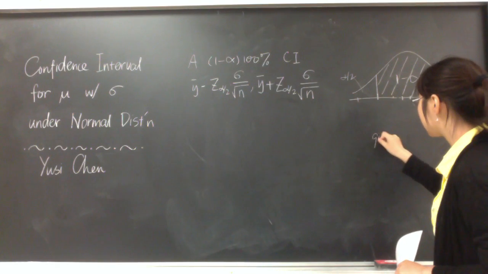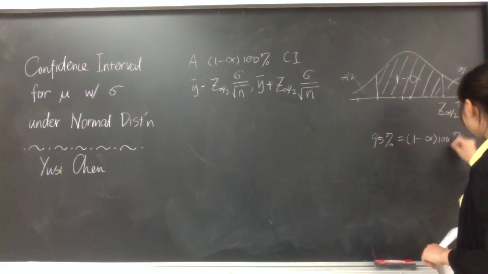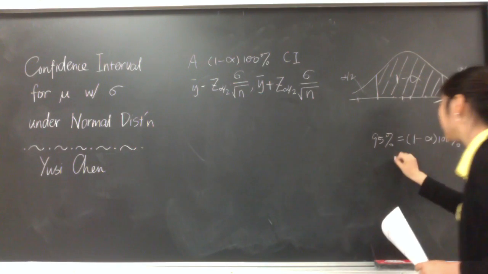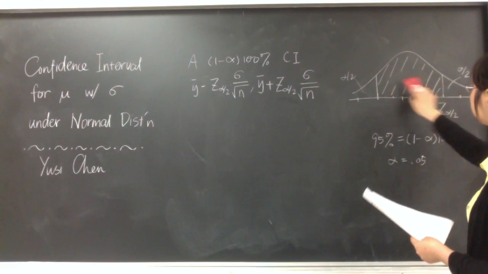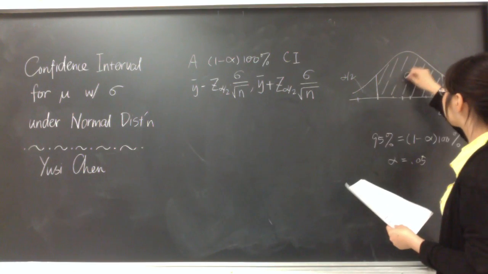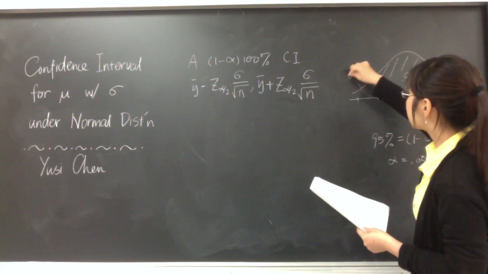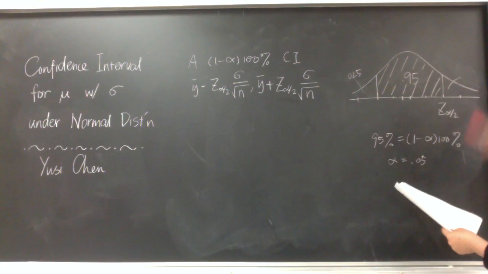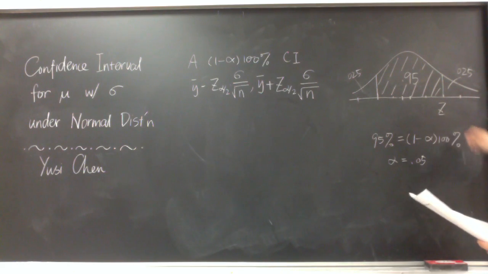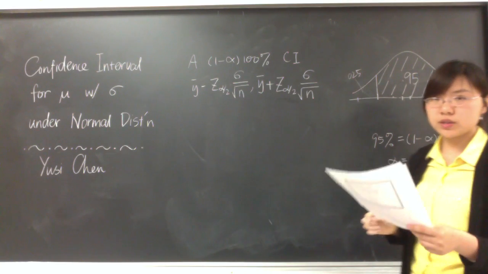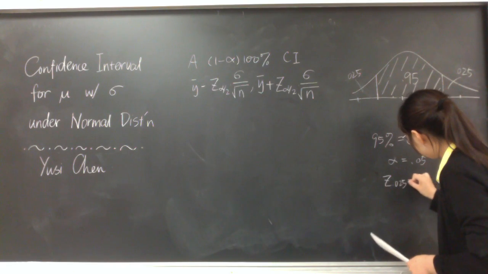So now the confidence level is 95%. And we can set the equation. 95% equals 1 minus alpha times 100%. And we can calculate alpha to be 0.05. So, in this case, the area of the confidence interval is 0.95. So the area on each tail, which is alpha over 2, now equals 0.025. And the z-score we are looking for is z.025. If we go to the z-table, we can find that z.025 equals 1.96.